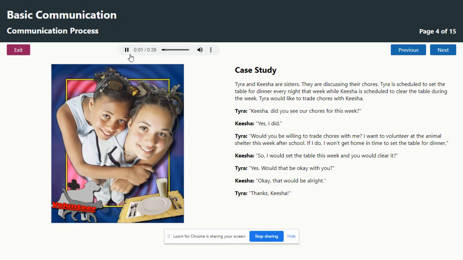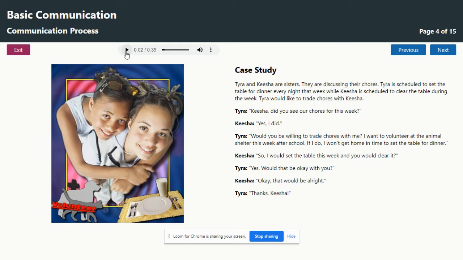Case study. All right, so you got Tara and Keisha, they're sisters. They're discussing their chores. Tara is scheduled to set the table for dinner every night that week, while Keisha is scheduled to clear the table during the week. Tara would like to trade chores with Keisha.